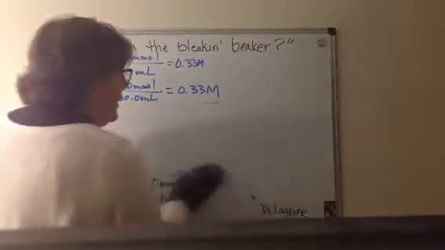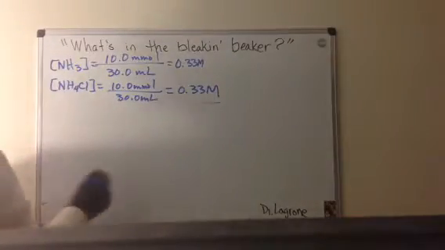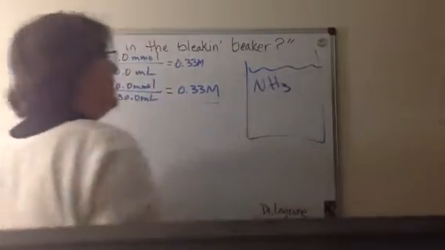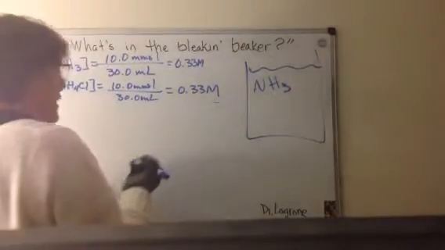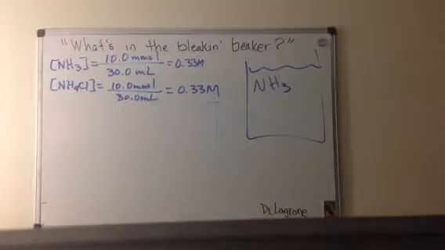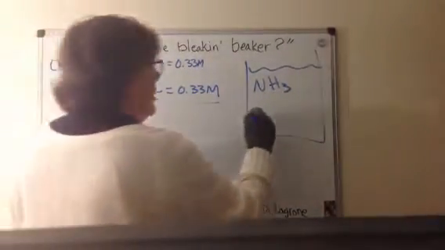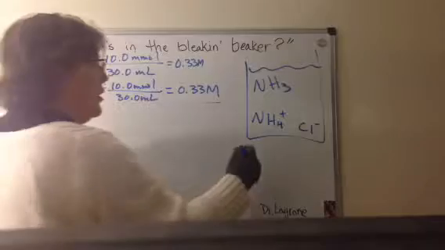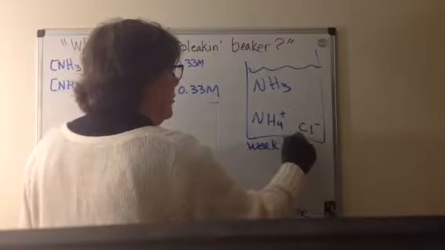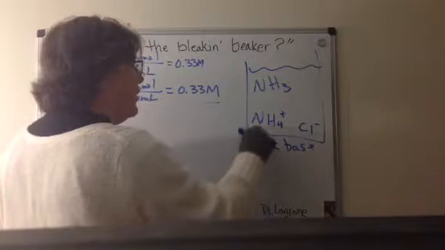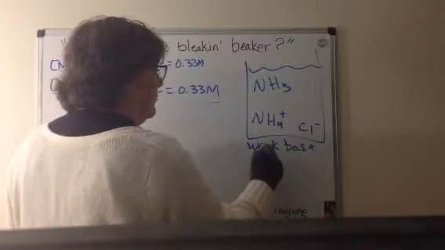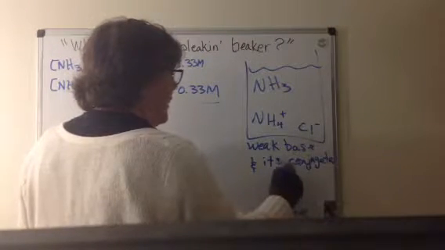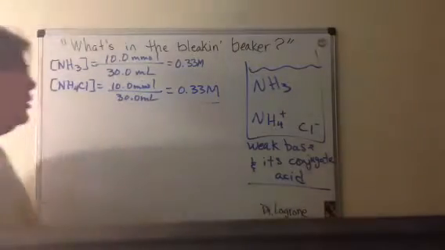So now what's in the beaker? Well, this is an unusual thing because I have the weak base and it doesn't ionize significantly. Predominantly it stays as the molecule, but the salt will ionize. And you see now what's in the beaker. You have a weak base, ammonia, and its conjugate acid. And that's very interesting. So this is a common ion problem all over again.